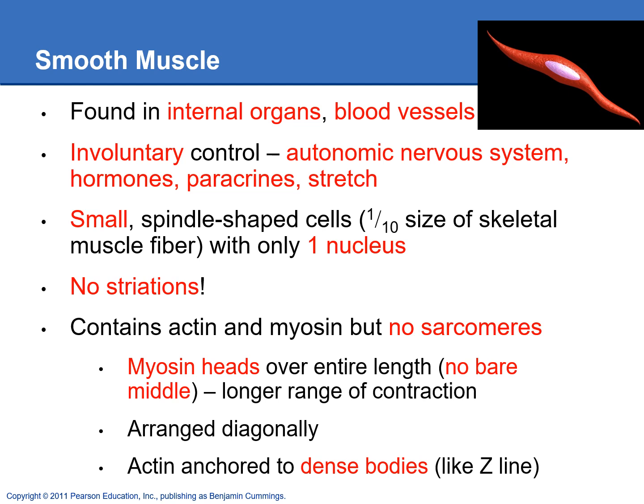The other thing that's very different about smooth muscle is there are no striations or stripes, and that's because there are no sarcomeres. So you will not have A bands and I bands in smooth muscle. The reason for this is because the actin and myosin are arranged differently. Let's just take a look at some pictures.